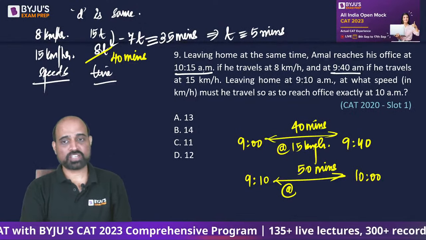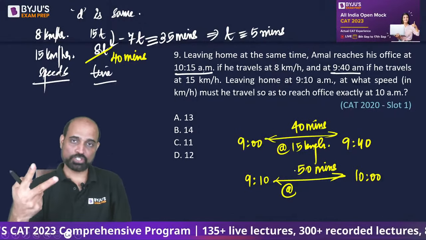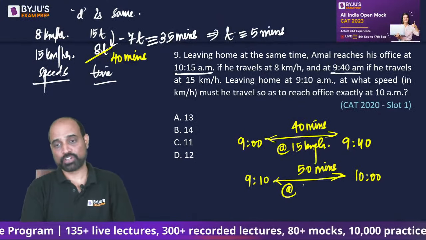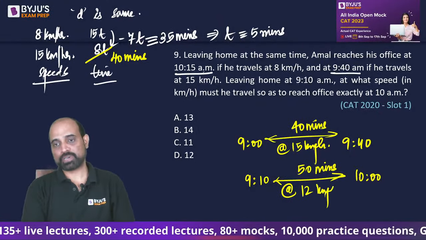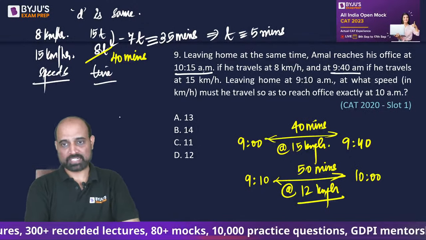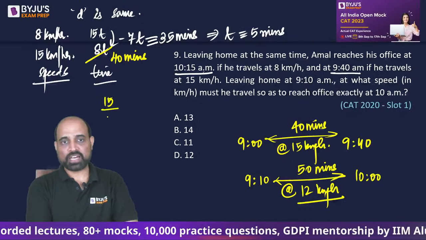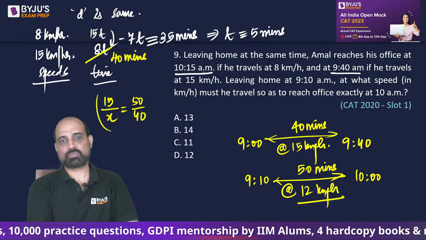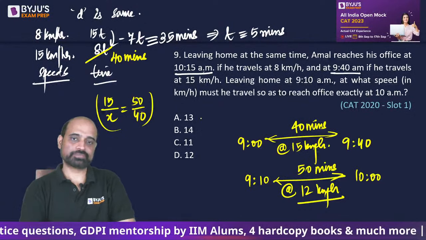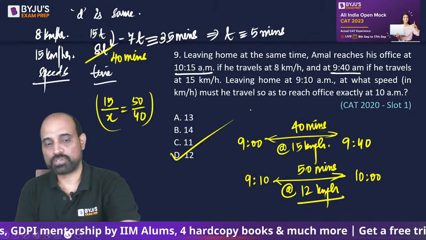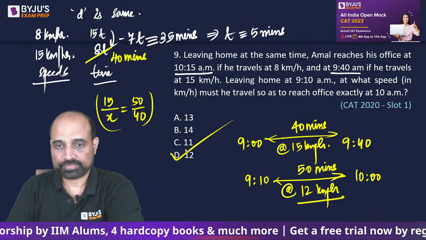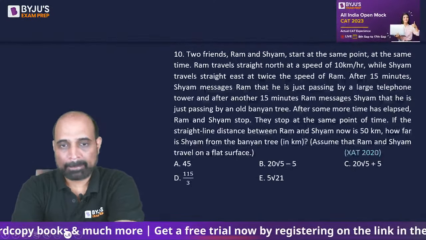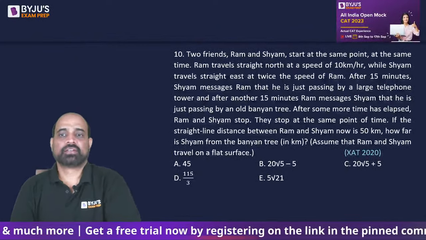So what should be his speed? So same logic, 40 and 50 ka ratio is 4:5. So 15 and x ka ratio should be 5:4. So this should be 12 km/h. It's all about practice, guys. 15 by x is equal to 50 by 40. आप इसको solve करो, आपको x 12 आ जाएगा. So D becomes your answer. ठीक है. Next.